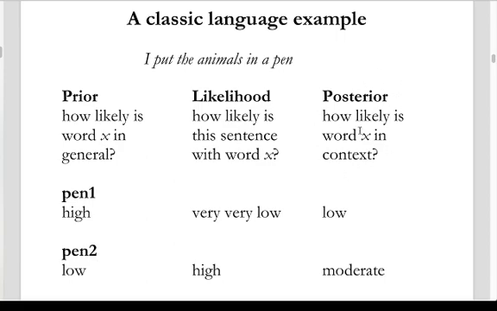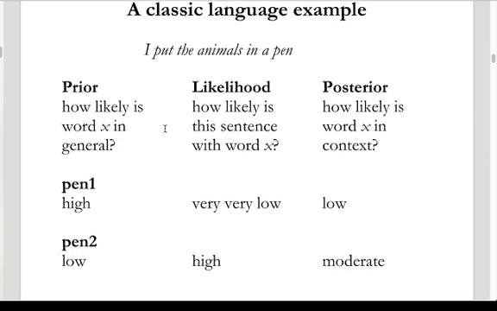Bayes' theorem says that this is proportional to the likelihood. Well, how likely are we to hear this sentence if it were word X that was at issue? Combining the likelihood and the prior, how likely is word X in general, the product of these two should be proportional to the posterior probability. So how does this work in its details?